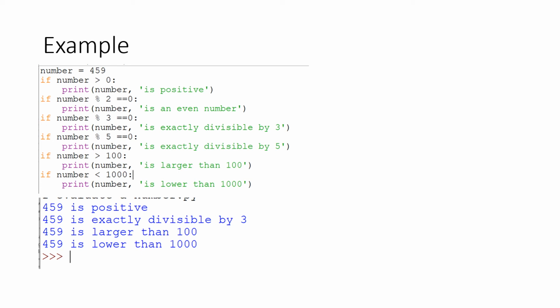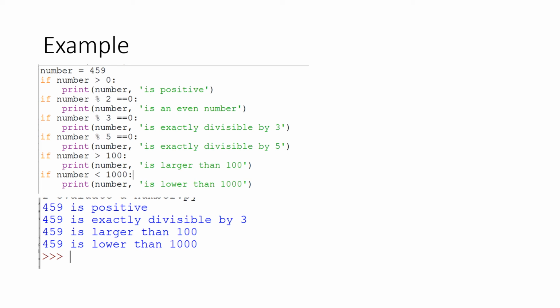Next, if number modulus 3 is equal to 0, colon, print number is exactly divisible by 3. Next, if number modulus 5 is equal to 0, print number is exactly divisible by 5. And now different conditions. If number is greater than 100, print number is larger than 100. And if the number is less than 1,000, print number is lower than 1,000.